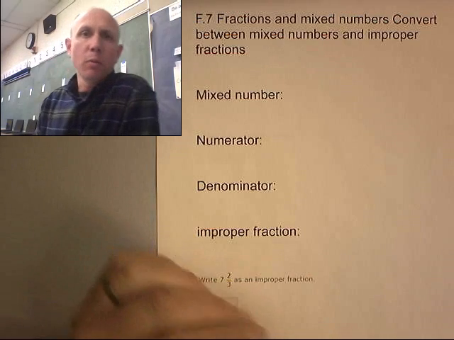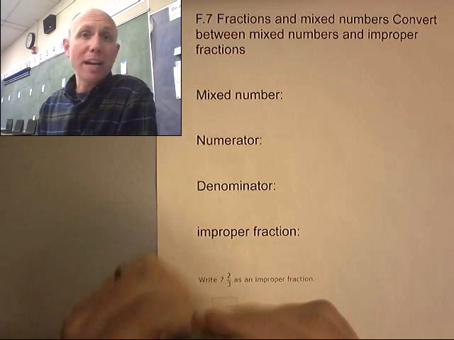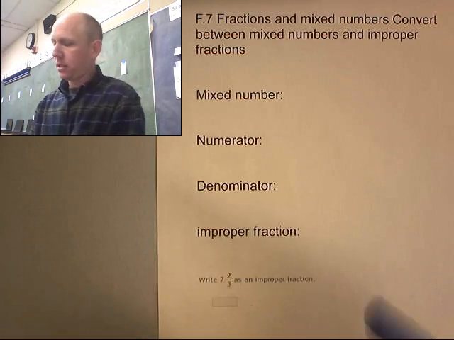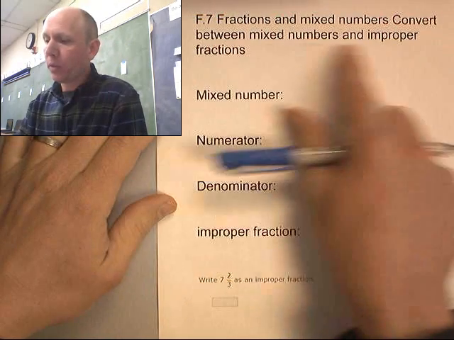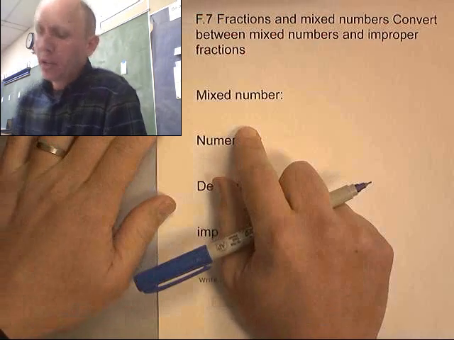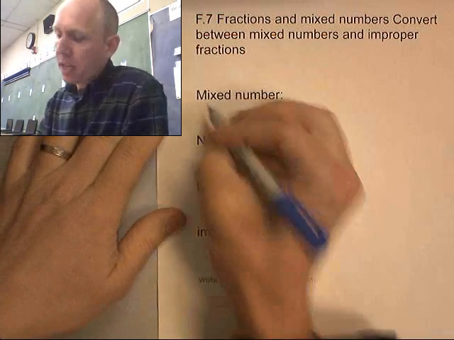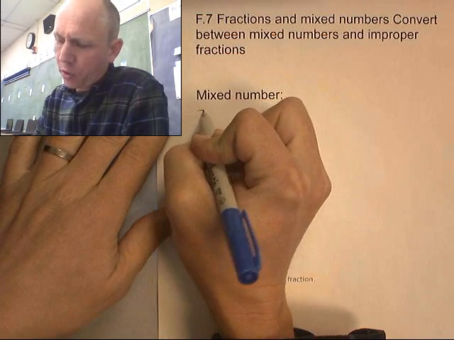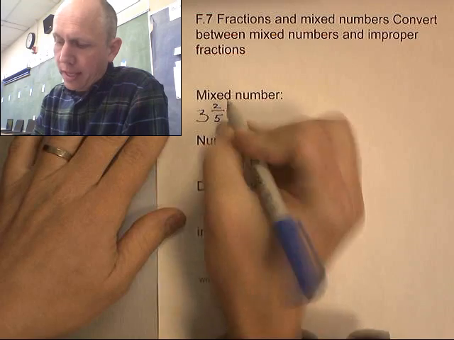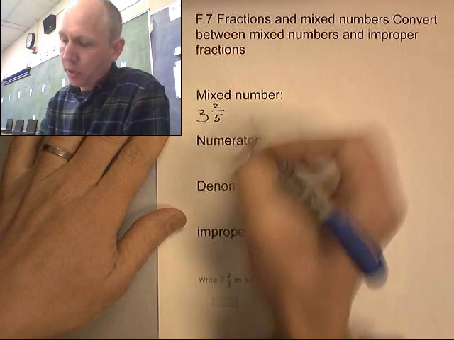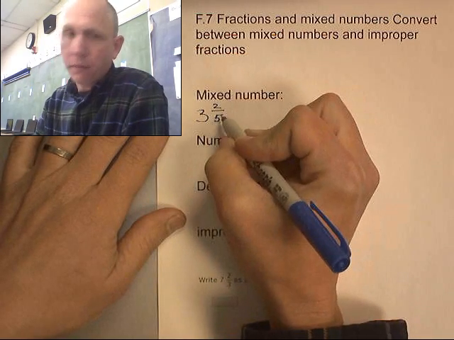All right, we're going to spend a little bit more time doing some review of fractions. So, fractions and mixed numbers: convert between mixed numbers and improper fractions. Let's remind ourselves what a mixed number is. A mixed number is something like maybe 3 and 2/5. It has an integer component and a fractional component.